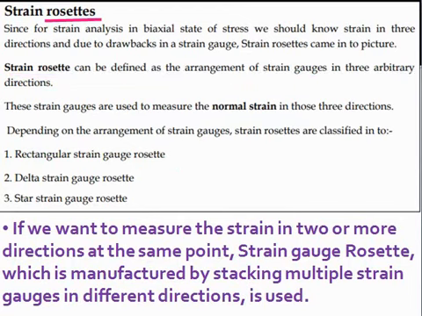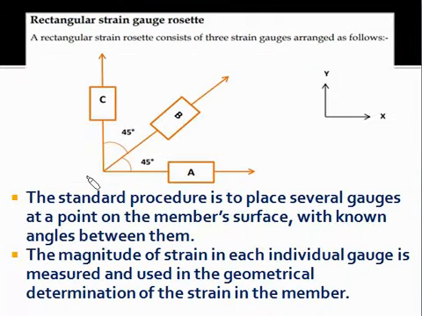Now, if we want to measure the strain in 2 or more directions at the same point, the strain gauge rosette, which is manufactured by stacking multiple strain gauges in different directions, is used. Let us have a look at its structure. This is the dimensional diagram in which 3 strain gauges A, B and C are arranged in such a way that they are 45 degrees apart from each other.